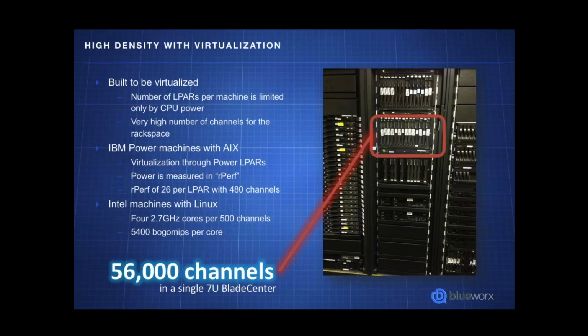On AIX, you can use Power LPARs. We require a relative performance, which again is an AIX term, of 26 for each virtual machine, which will run 480 channels. The Intel machines scale 500 channels per VM and require 4 2.7 gigahertz cores for every 500 channels. I'm not particularly familiar with BogoMIPS, but my team around me is nodding confidently that it is a recognized term. So 5,400 BogoMIPS per core is required.